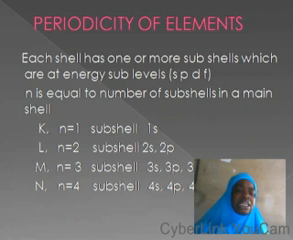Now let's go further. Each of these shells has one or more subshells, and they are known as the s, p, d, f subshells. The K shell, where n is equal to 1, has only one subshell, which is 1s. The L shell, where n is equal to 2, has 2 subshells, which are 2s and 2p, and n equal to 3 has 3 subshells, which are 3s, 3p, and 3d. Then n equal to 4, the N shell, has subshells 4s, 4p, 4d, and then 4f, and it goes like that.